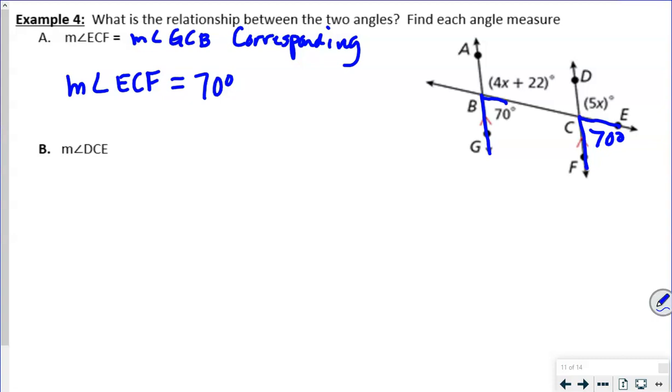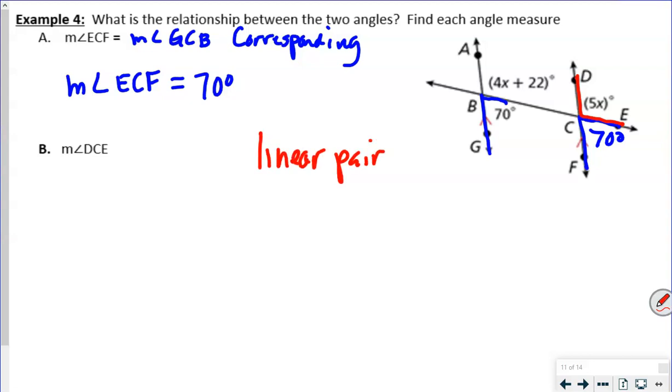Then it asks us for the measure of DEC. So where is DEC? So DCE is right there. So look, before I even do any math to find out what X is, do you notice that the 70 degrees below it in the DCF or DCE are a linear pair? So I'm going to write linear pair here.